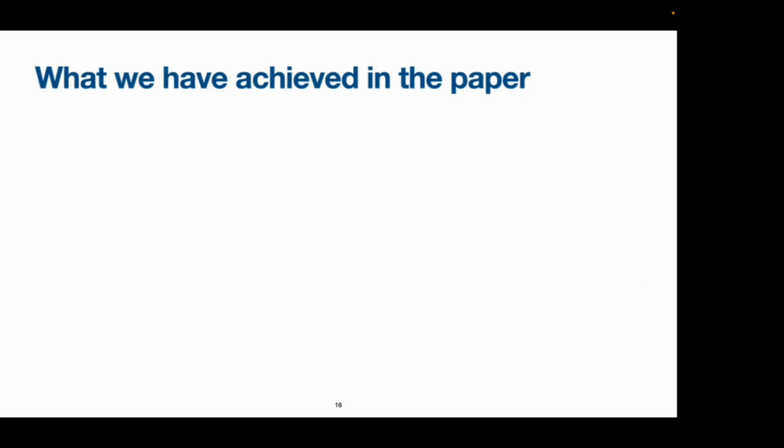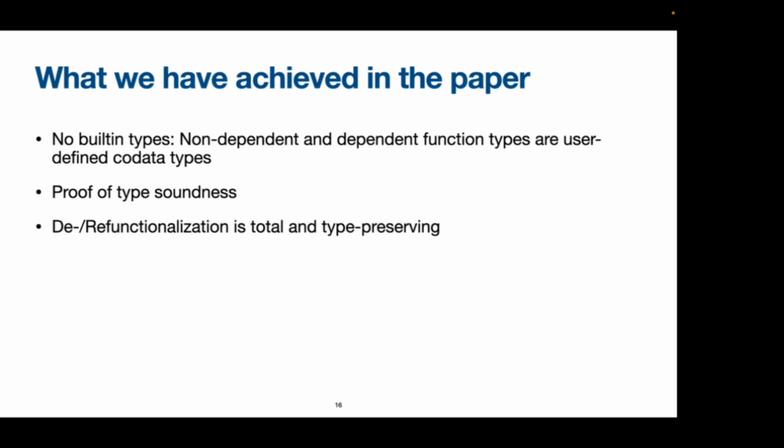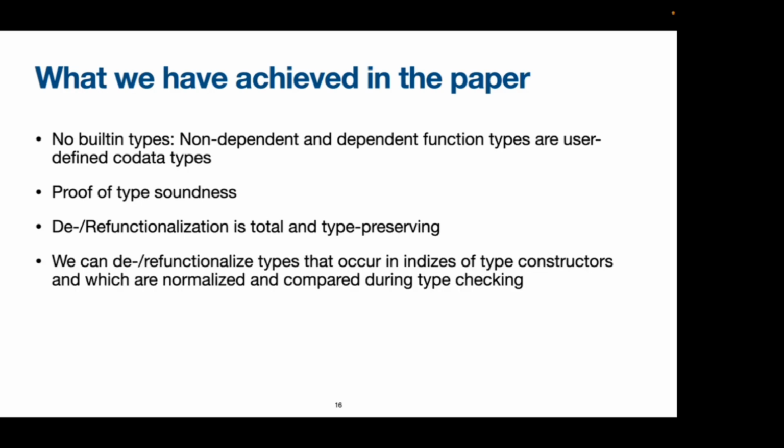So what have we actually shown in the paper? We have presented a type theory with no built-in types. So for example, both the non-dependent and the dependent pair type or dependent function type are user-defined codata types. We have given a proof of type soundness for the system, so we do not have a problem with soundness. And we have shown that de- and refunctionalization is total and type preserving.